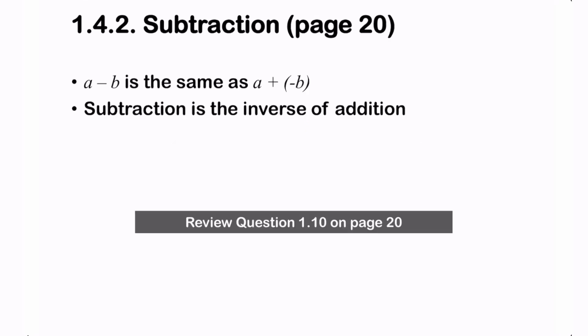With negative numbers, subtraction works inversely to addition, and you can have a look. It would be something simple, like minus 602 minus 71, and that would give you a result. Have a look at question series 1.10 on page 20.